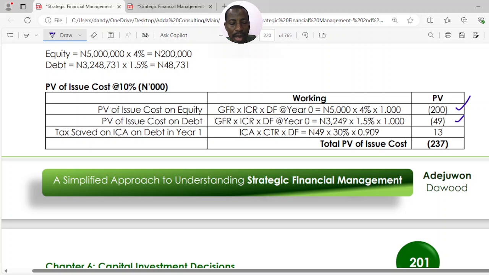Then the last step under the calculation of PV of issue cost amount: I need to calculate tax saved or tax benefit on issue cost amount on debt in year 1 only. Since my discount rate for financing effect cash flow is 10%, I take the issue cost amount on debt, which is 49, and multiply the company tax rate of 30% on it. Then I calculate the discount factor for year 1 at 10%, which is 0.909.